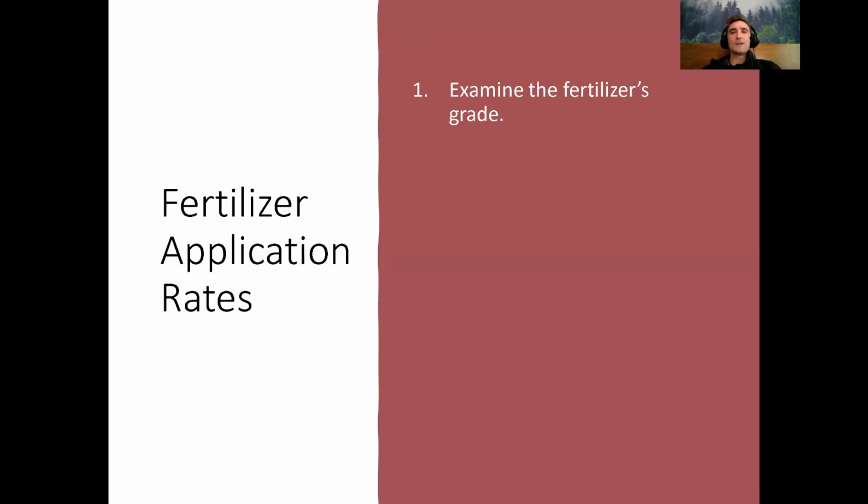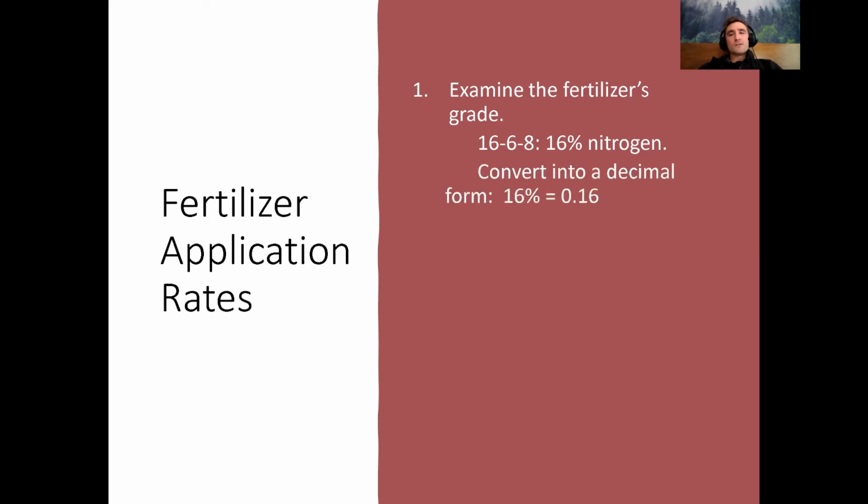The first thing you need to do is examine the fertilizer's grade. So let's say we have 16-6-8, which would be 16% nitrogen. This is our standard turf supreme. What we want to do is convert the percent into a decimal. We want to express it in decimal form. And so we know that 16% is 0.16.